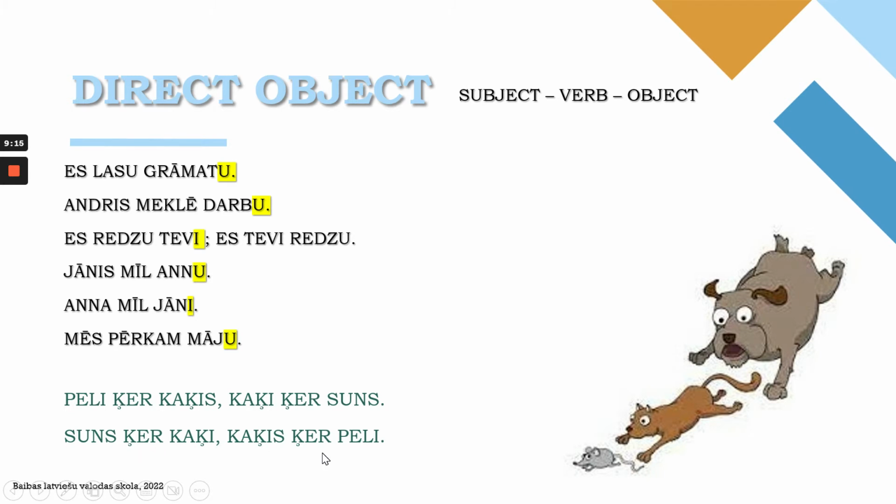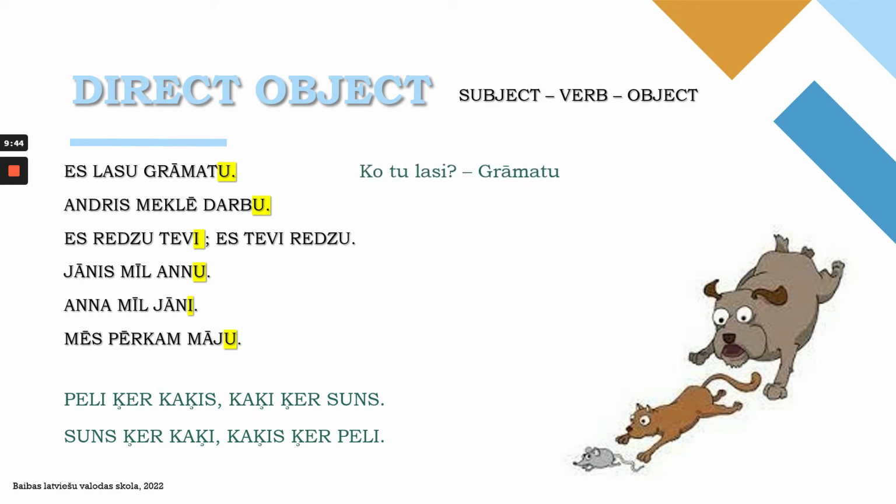In this sentence, probably you would easily realize who is catching whom. Suns is a dog, so he is catching the cat. Kaķis becomes kaķi. And kaķis, again a subject in nominative, is catching a mouse. Peli. Pele becomes peli. And this sentence is the same, the same action is happening, just the word order is different.